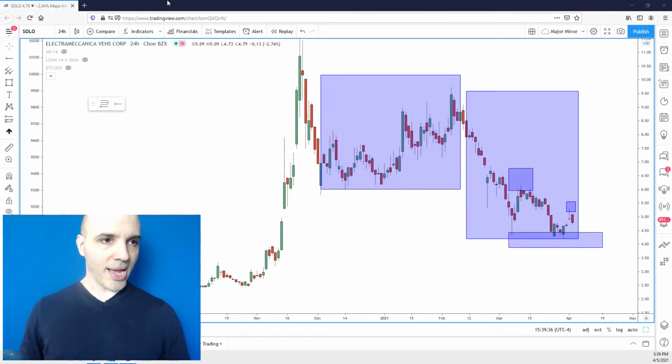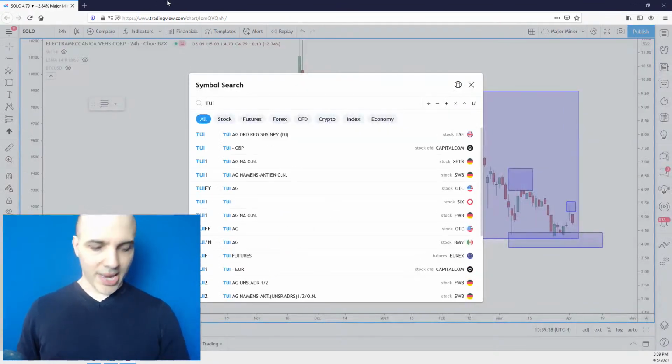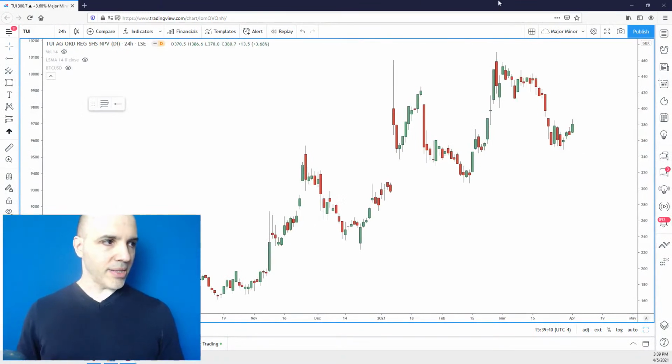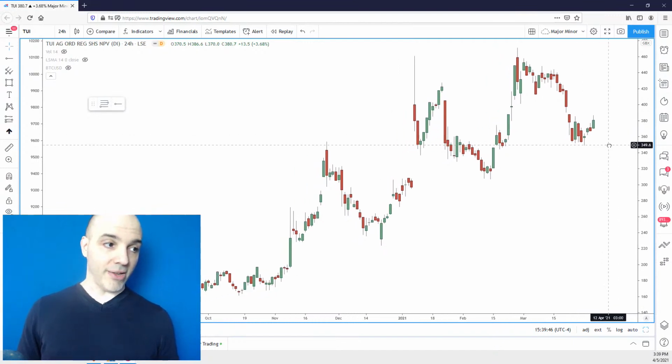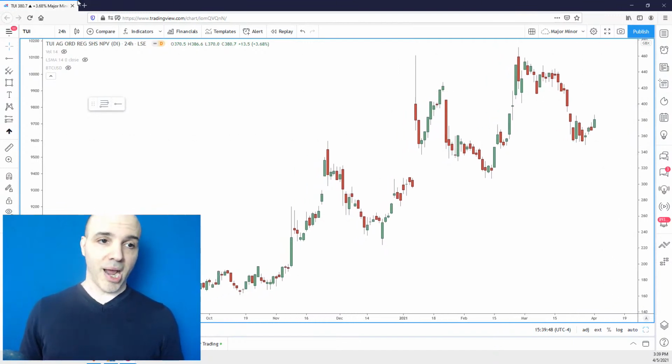Let's take a look, TUI. Let's get some TUI in here. All right, this is a travel. She says it's in the travel sector. All right, much different chart. First of all, you could see the trend difference, right? Clearly, higher lows and higher highs. So you have strength right off the bat.